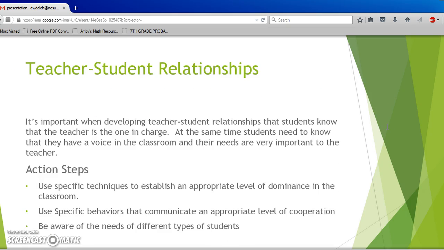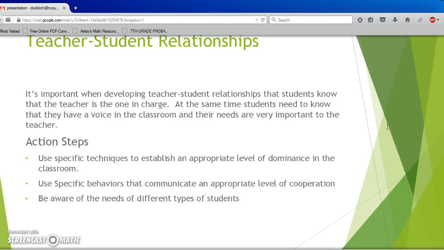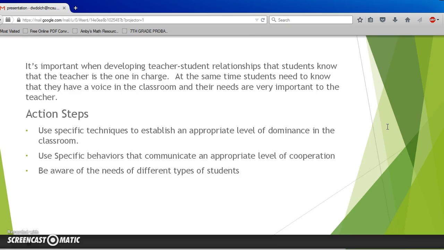Continuing on, the third aspect of effective classroom management is teacher-student relationships. It's important when developing teacher-student relationships that students know that the teacher is the one in charge. At the same time, students need to know that they have a voice in the classroom and their needs are very important to the teacher.